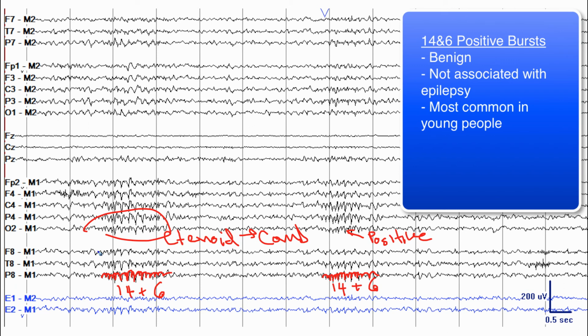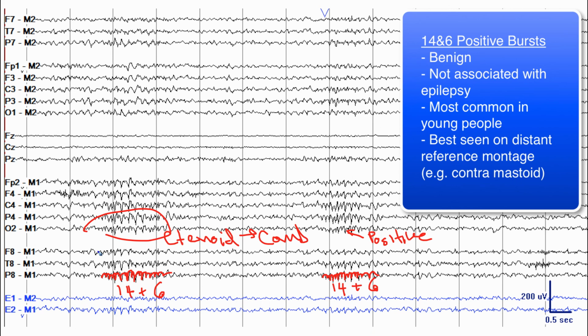As I mentioned before, one of the most important takeaways is to better characterize these bursts by switching montages. I would strongly recommend using a montage that has a distant reference, such as a contralateral mastoid montage, to best characterize these discharges.